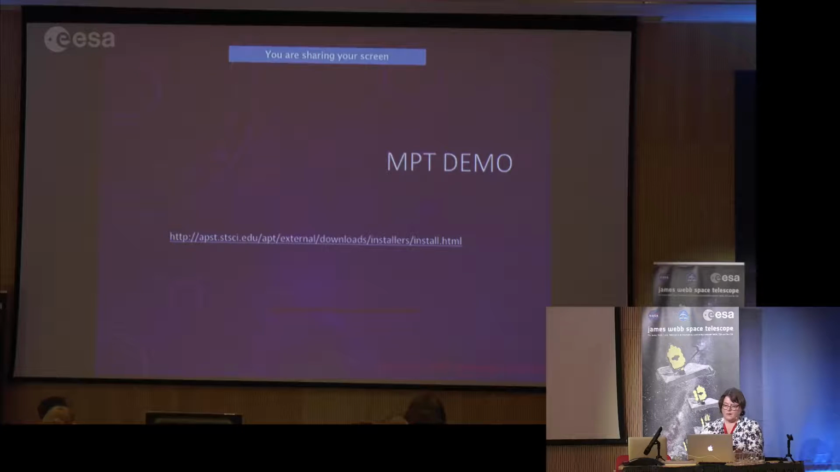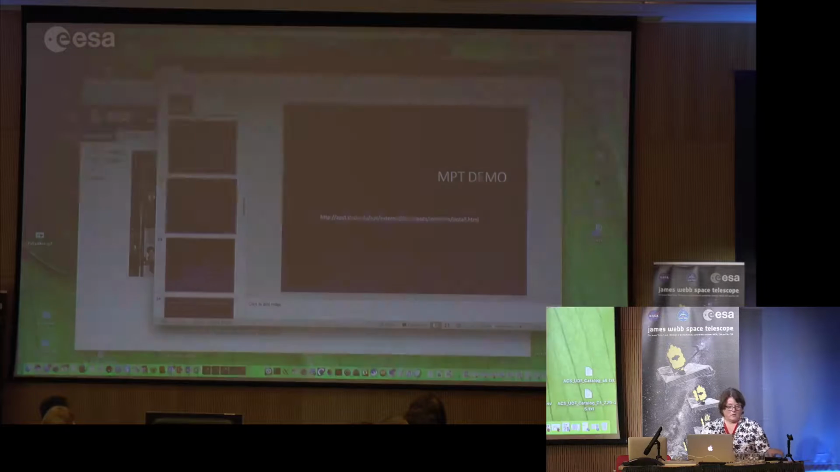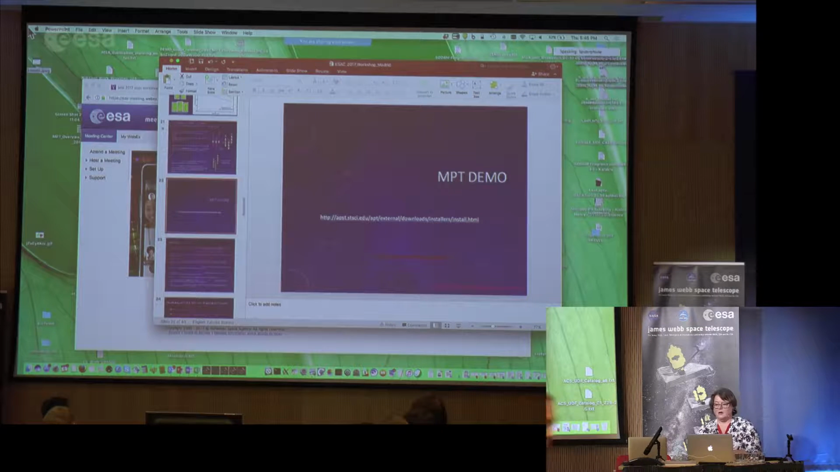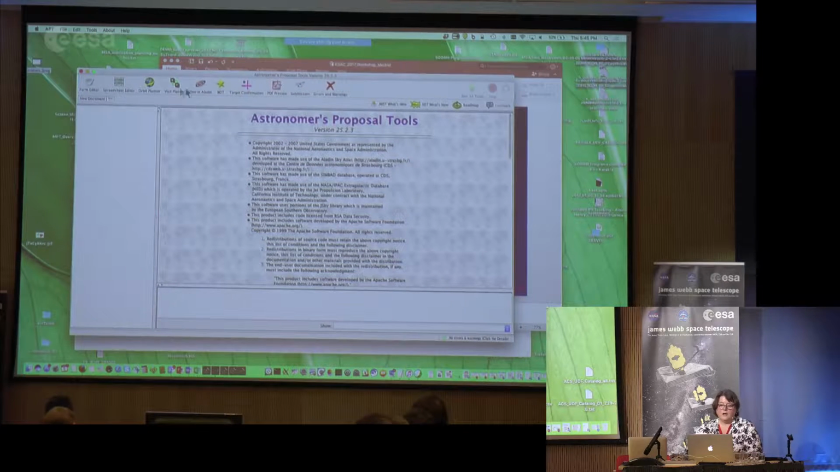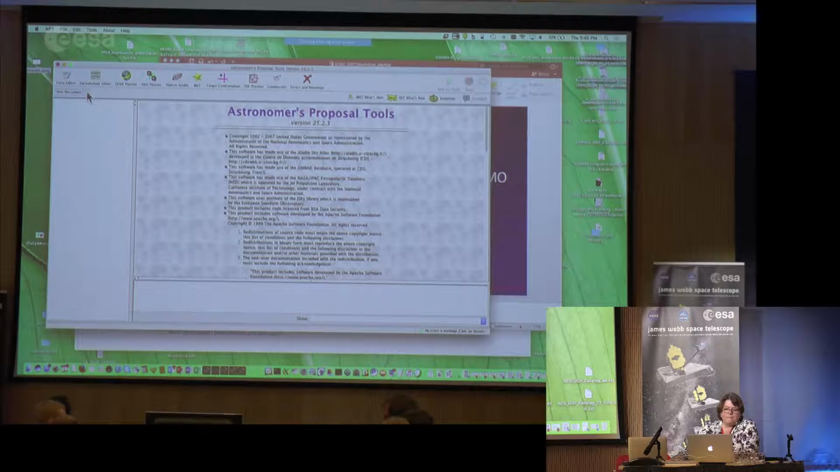Okay, so let's go to the demo. Let me get out of this and bring up APT. I'm using the current released version, 25.2.3, which is what you should have, I believe. I think you've learned enough about these buttons up here, so I'm just going to create a new JWST program if I can. This is not working. There we go.